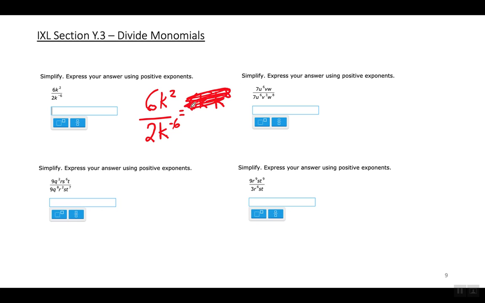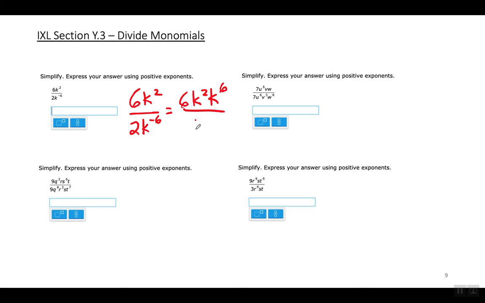Darn it, I solved it. I got confused here. Let me rewrite that. Hold on. 6k squared over 2k to the negative 6. So when I rewrite it, it'll be 6k squared k to the 6. I was thinking about the answer when I was writing this, and I accidentally wrote the answer. All right, so if I rewrite it, it's that, without the negative sign in the exponent.